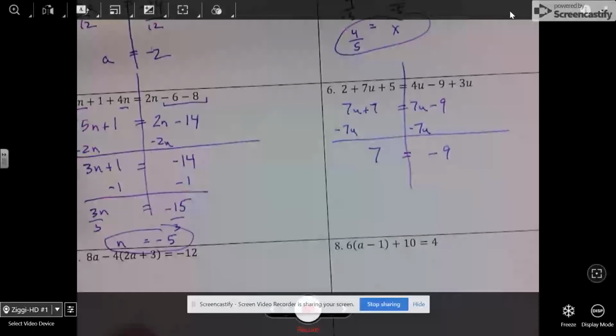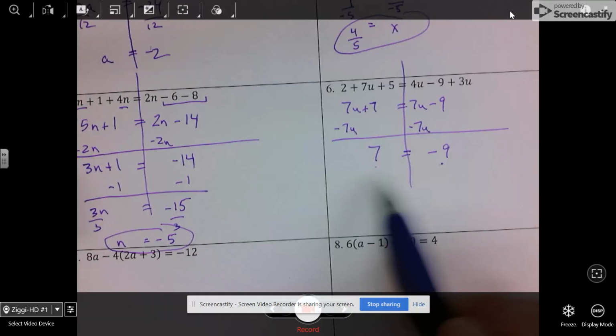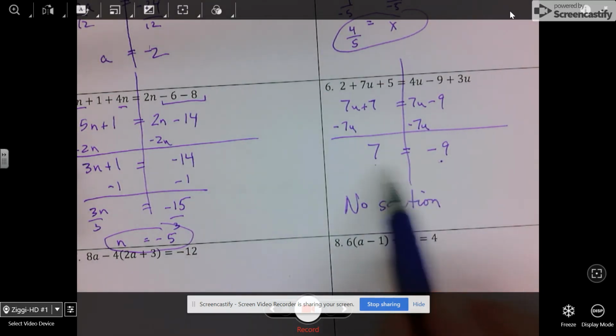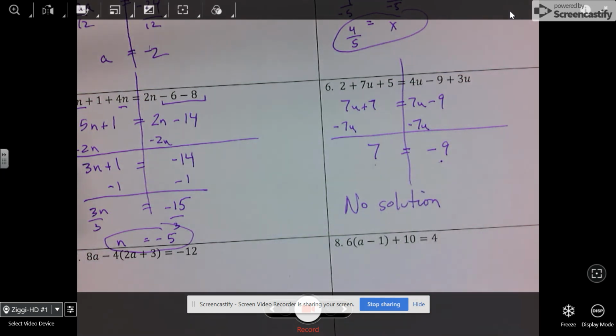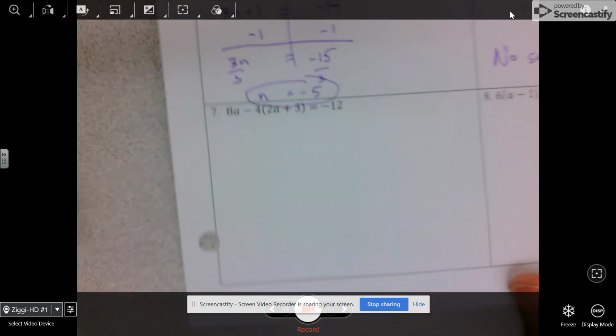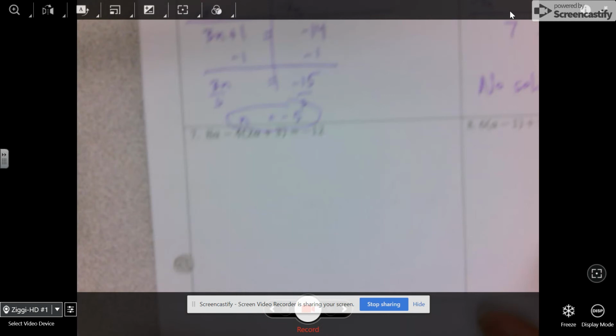If I got to this point at the end and they were equal to each other, then there's an infinite number of solutions. Anything would work. This is nothing works. 7 does not equal negative 9. Okay, last one has a little bit of everything mixed in here. So I have this parenthesis, I always like to distribute. I'm going to rewrite the 8a, negative 8a, and then negative 4 times 3, negative 12, equals negative 12.